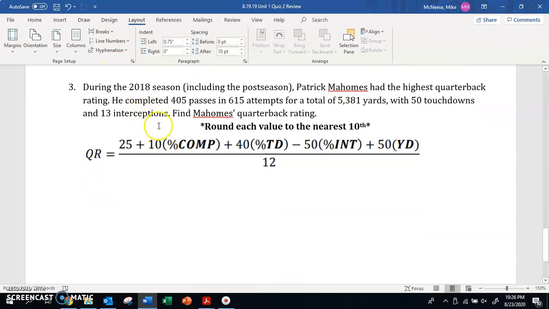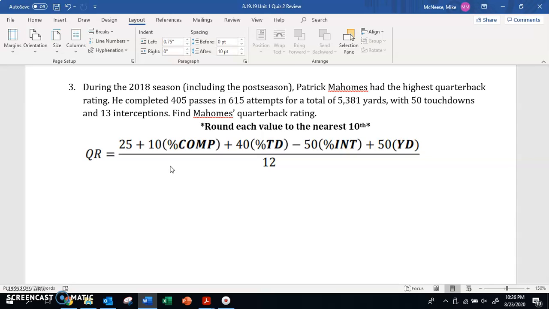Now, question 3, this one is the QB rating, and it's still using weighted averages, only this one is looking at NFL quarterback rating. So it says, during the 2018 season, including the postseason, Patrick Mahomes had the highest quarterback rating. He completed 405 passes in 615 attempts for a total of 5,381 yards, with 50 touchdowns and 13 interceptions. Find Mahomes' quarterback rating and round each value to the nearest tenth.